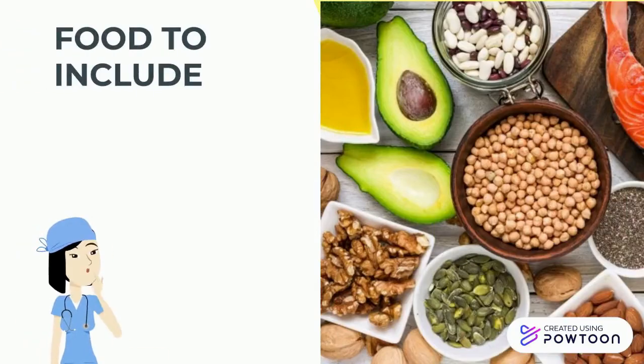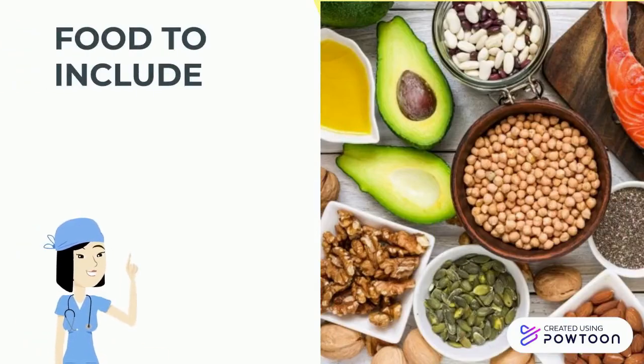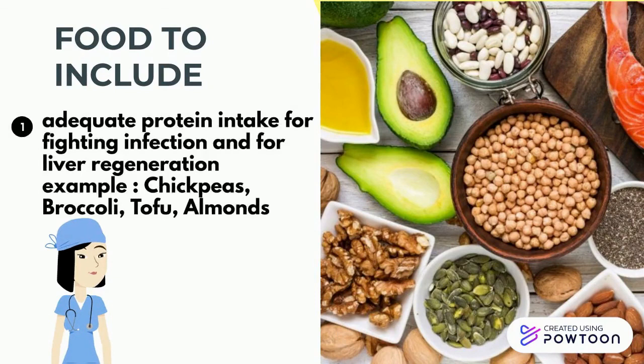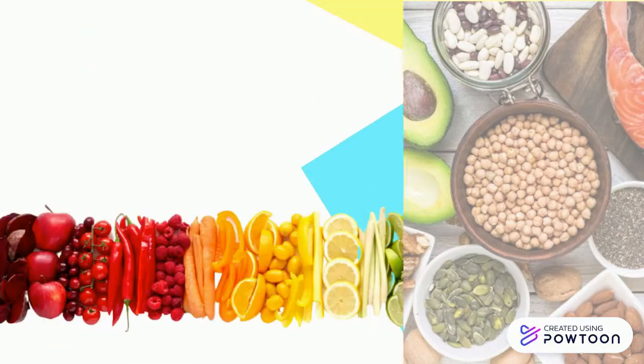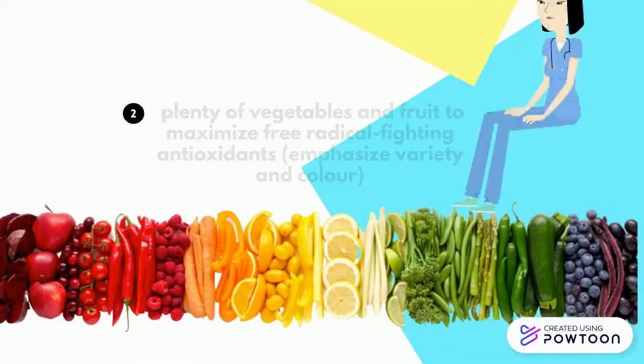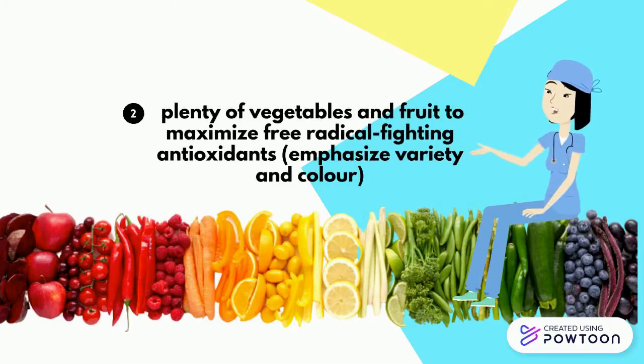Hi, it's Syakirah again. The food for hepatitis patients include adequate protein intake for fighting infection and for liver regeneration. Chickpeas, broccoli, tofu, and almonds are some of the good protein for the liver. Also, plenty of vegetables and fruit to maximize free radical fighting antioxidants. We emphasize variety and color.